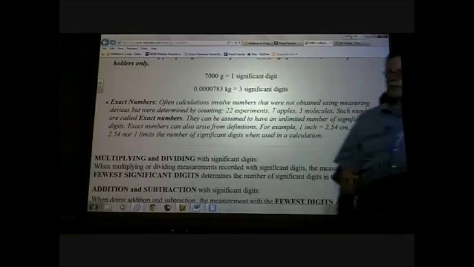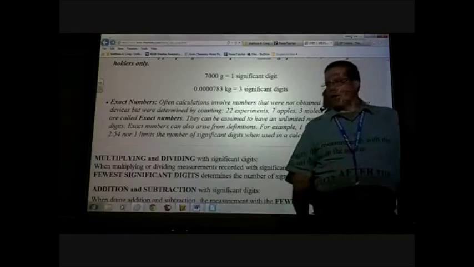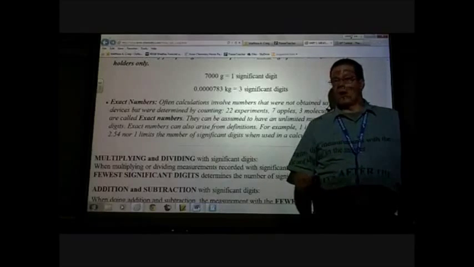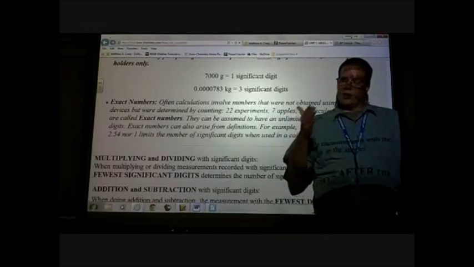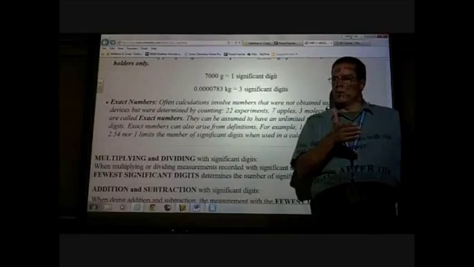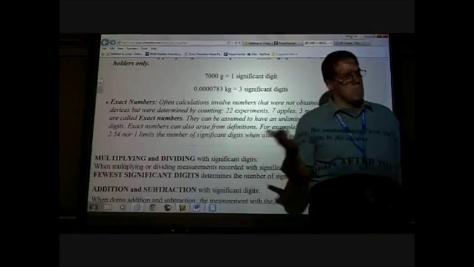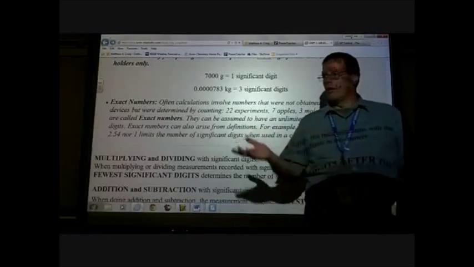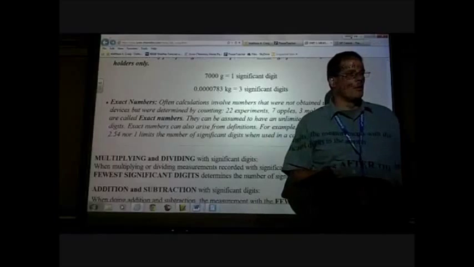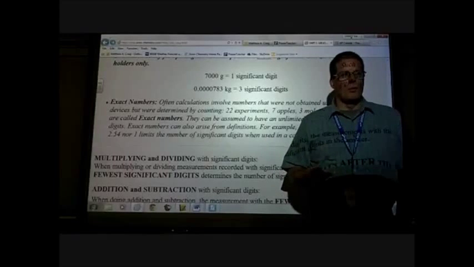Exact numbers. When we talk about an exact number, we're talking typically about conversions. So like if I say, how many centimeters are in 1 inch? How many centimeters are in 1 inch? Does anybody know? I'll always give it to you, but I'm just curious if anybody knows. I heard 2.